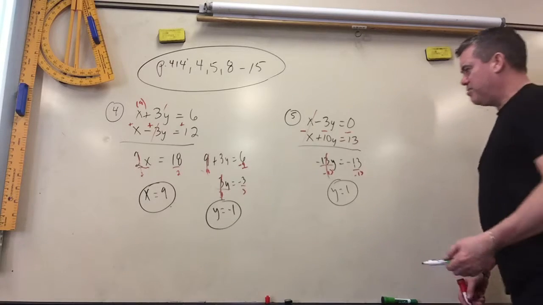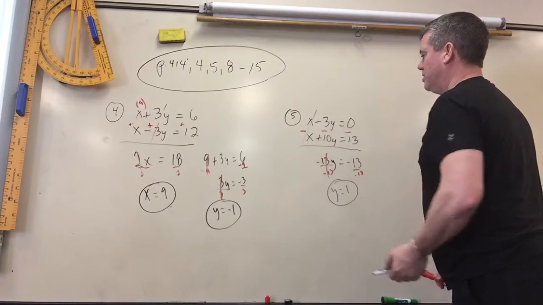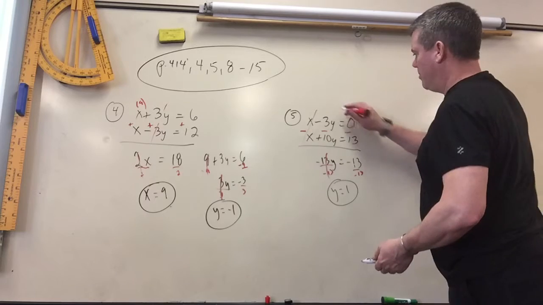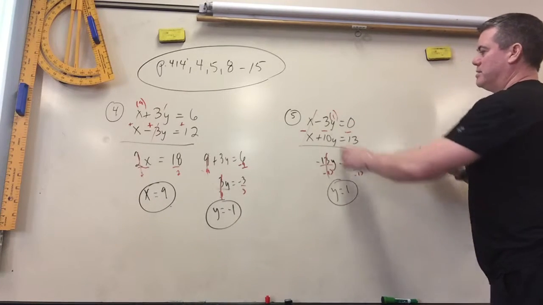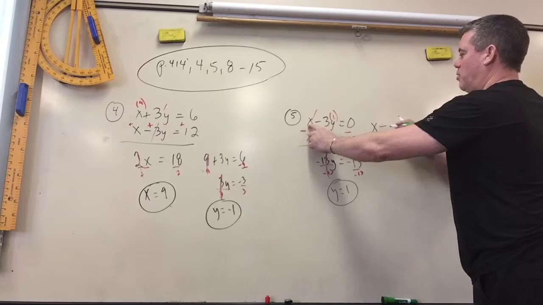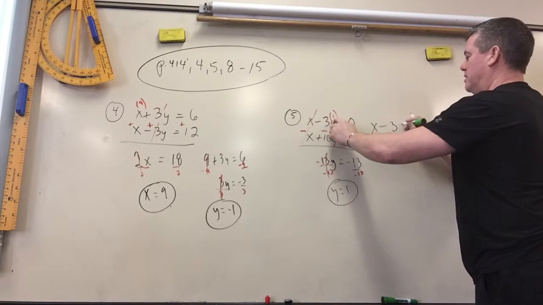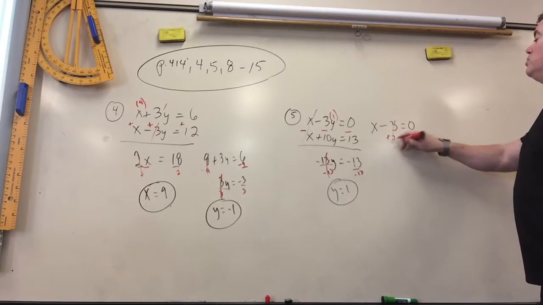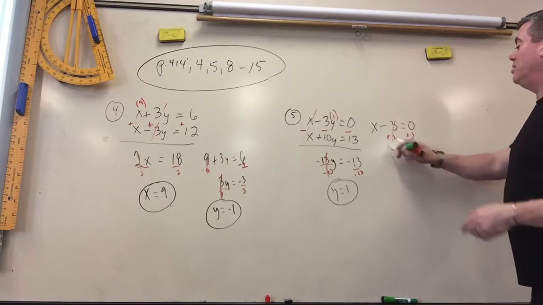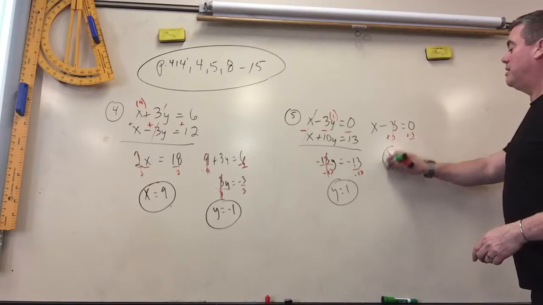So I've got to plug 1 in either here or here. I'll just put it in the top one. So when you rewrite it, it would be x take away 3 times 1 is 3 equals 0. So we just have to add 3 and you get x equals 3.